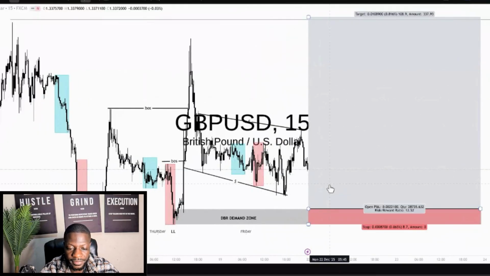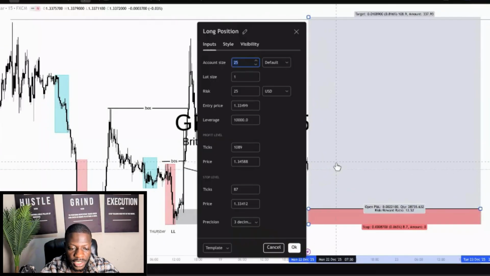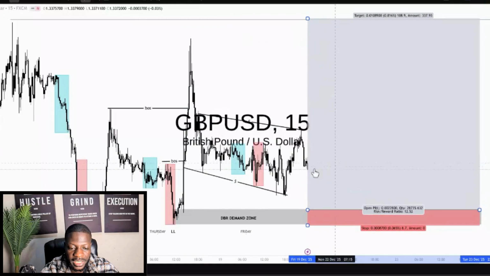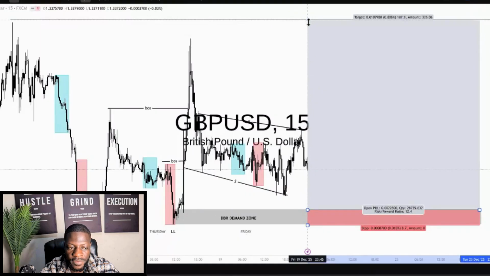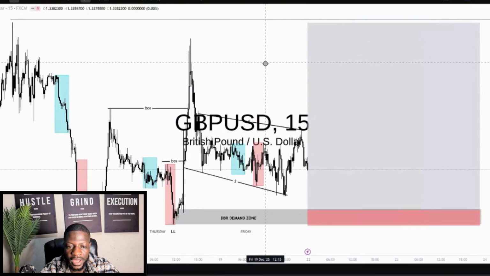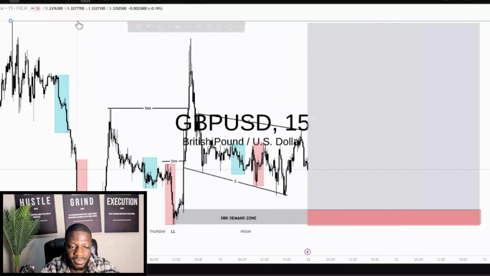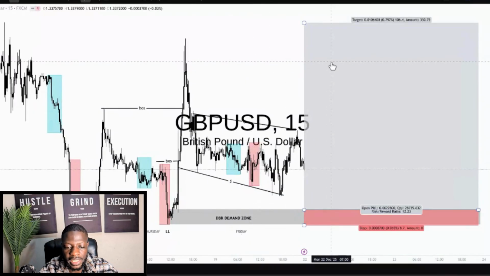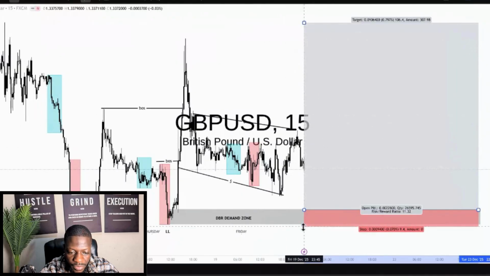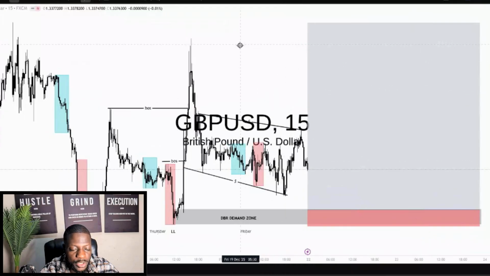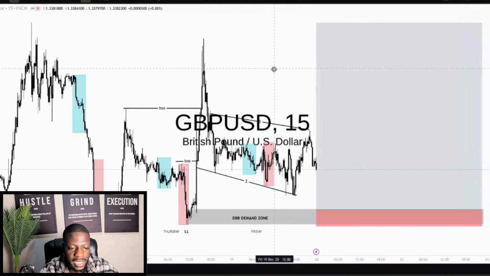So this is almost like a 9 pip stop loss. Let me just check here. This is 8.7, which is a 9 pip stop loss, like I said, and this is a 107 pips target, which is right there. Yeah, about 107 pips right there. That was my target right there. It's supposed to be a 1 to 11 risk reward ratio.